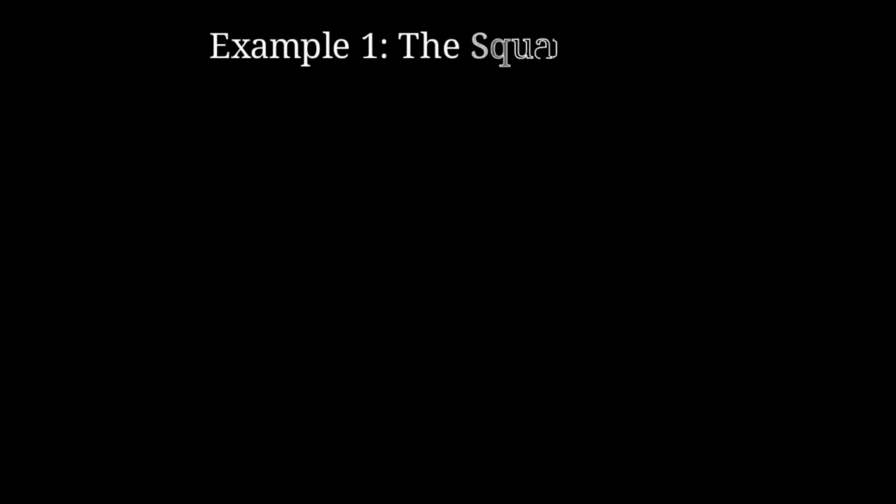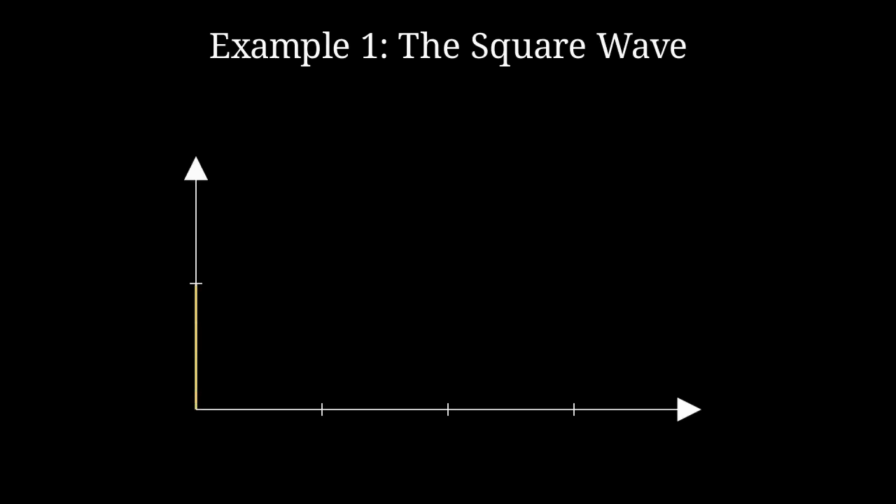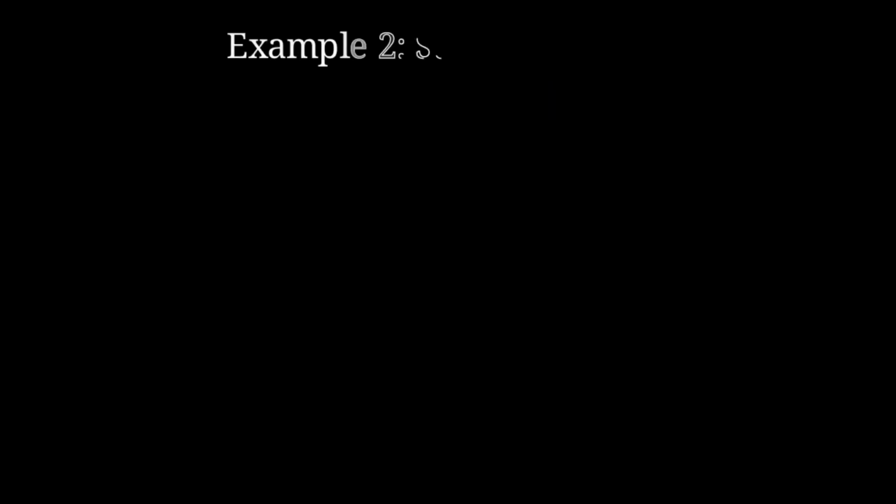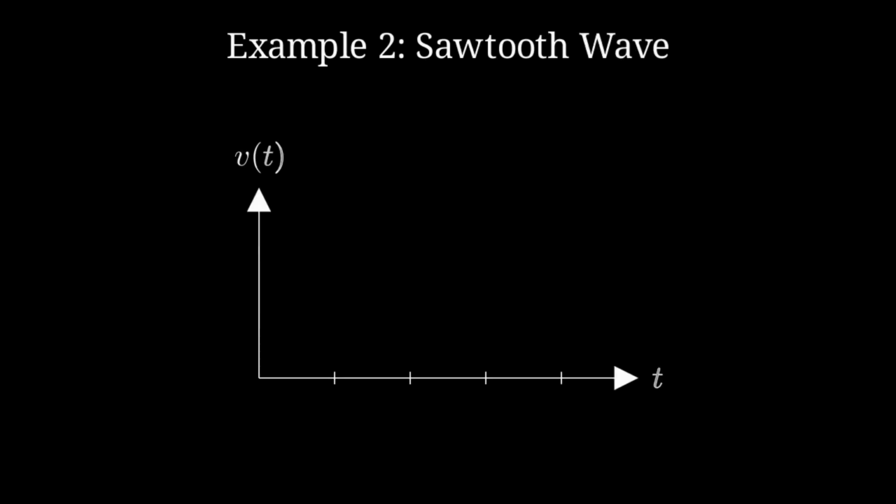In this example, the signal is at a peak voltage, Vp, for exactly half the time and 0 for the rest. This waveform is common in digital electronics and pulse width modulation circuits. To calculate the RMS, we square the peak, multiply by the duration it is on, and divide by the total period. For a 50% duty cycle square wave, the RMS value simplifies to the peak voltage divided by the square root of 2. Now consider a sawtooth wave, which rises linearly.